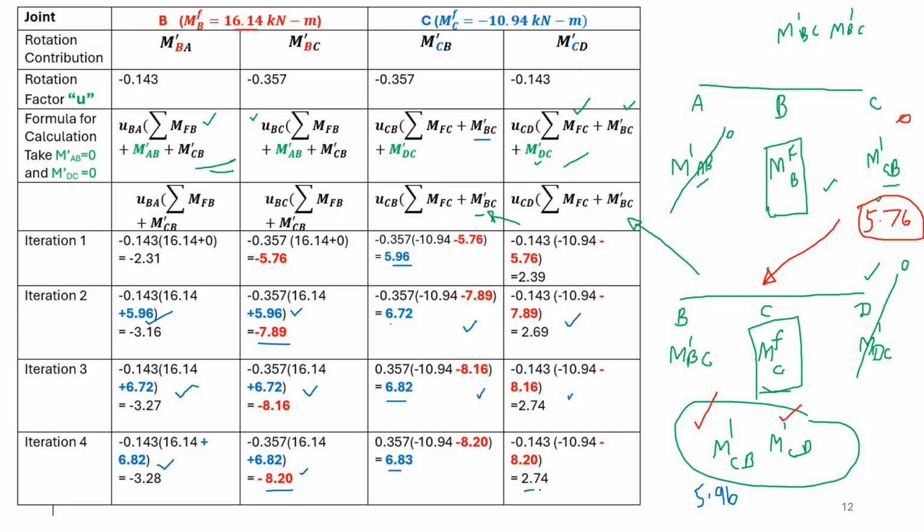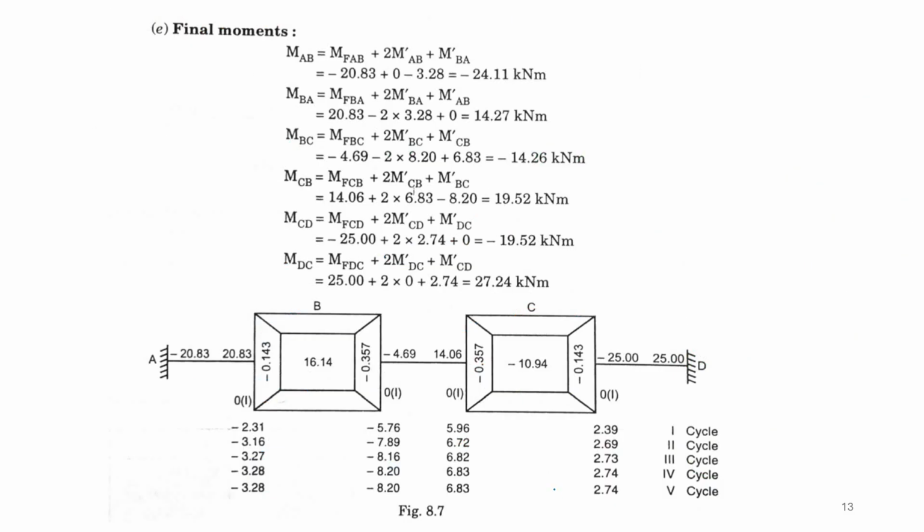So once you get these values, you go ahead and substitute the values for finding the final moments of MAB, MBA, MBC. So you can see that it is similar to slope deflection equation, M of AB plus 2 m dash AB plus m dash BA. Now already we assumed m dash AB and m dash DC to be 0. Rest all the values of the final step are substituted in these expressions and the final moments are obtained. So here you can see the cycle moments are represented. Directly you can understand these moments.